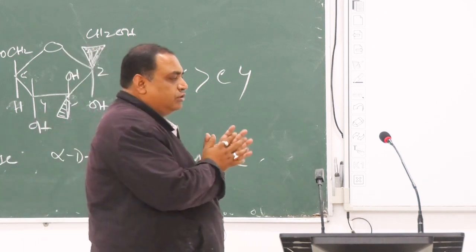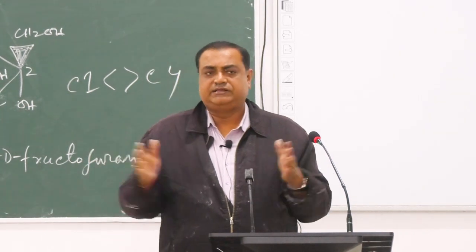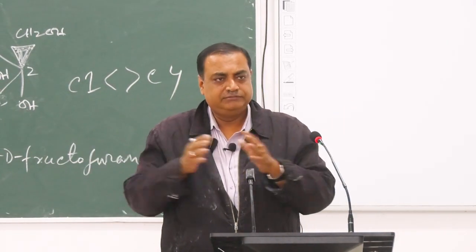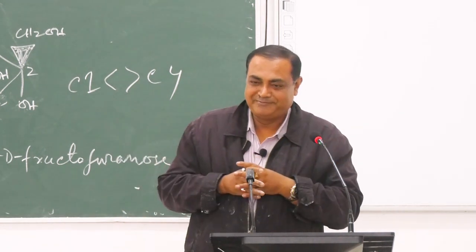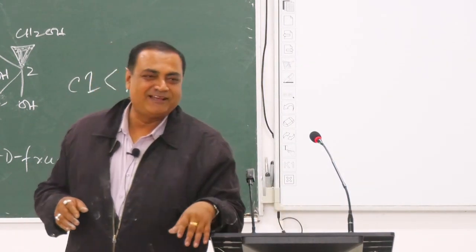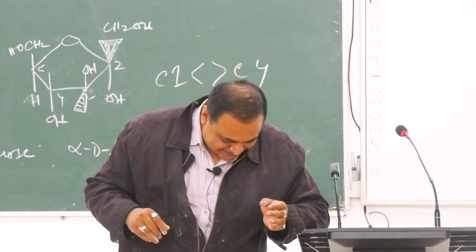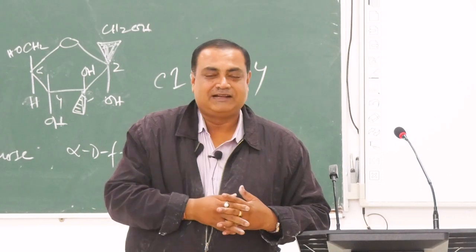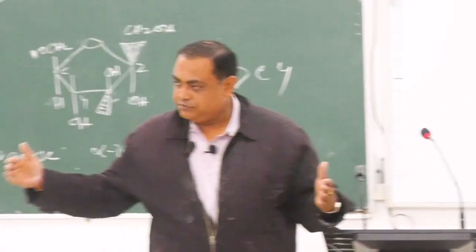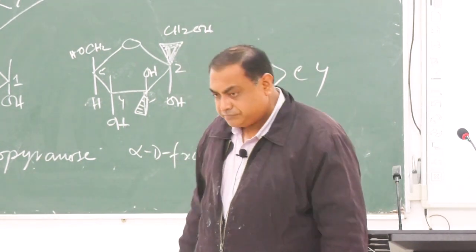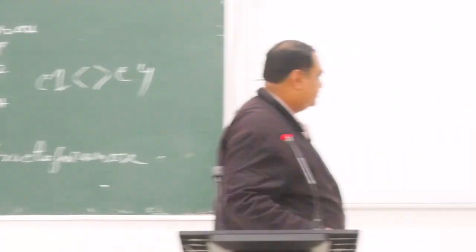But fine. So the disaccharides are divided into two groups based on their reactions. Come back, Peter. Let me come back. So Peter, come back. Let's start. So the disaccharides have two groups: reducing disaccharides and non-reducing disaccharides. Among the reducing disaccharides, we have plenty of names.